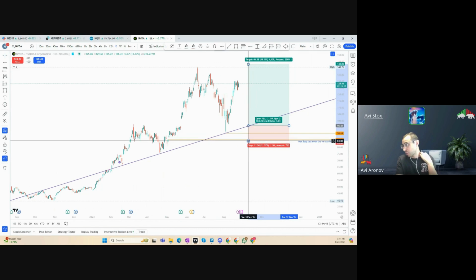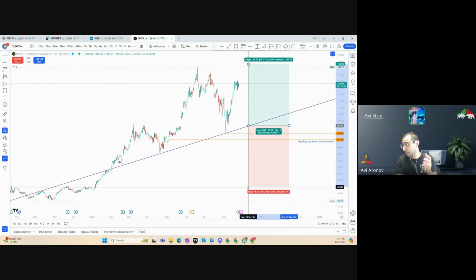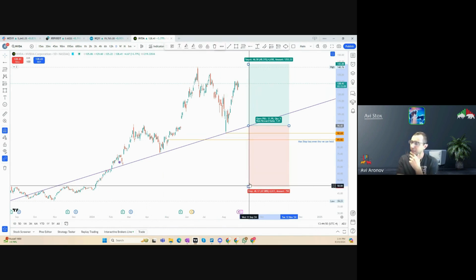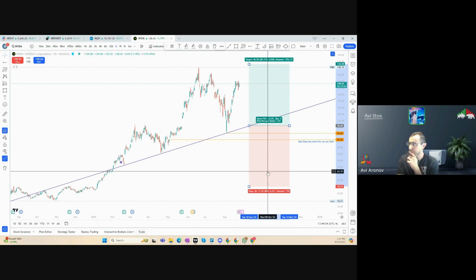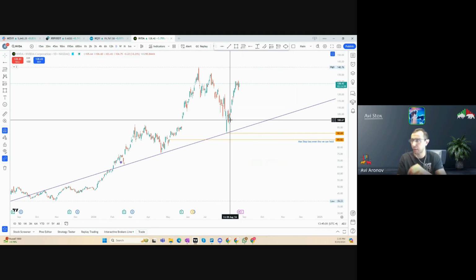Now, it might also, as an example, go even lower. We are risking $5,000 to go to 50. I doubt it. To go to 50, I doubt it. They need to have a massive crisis.